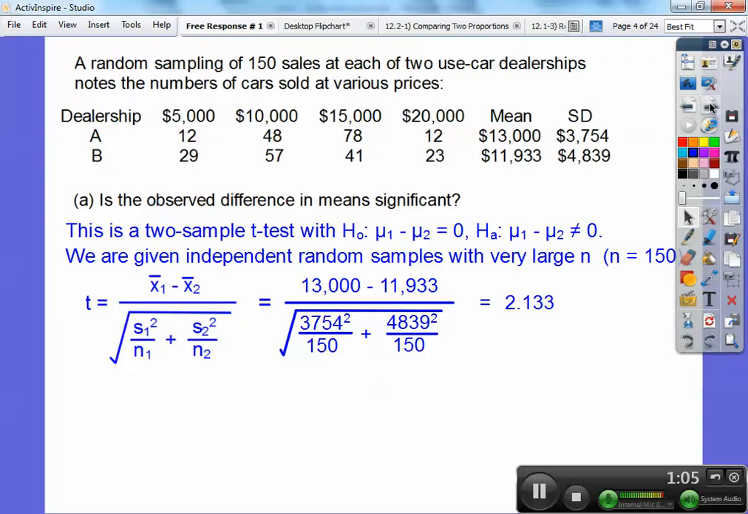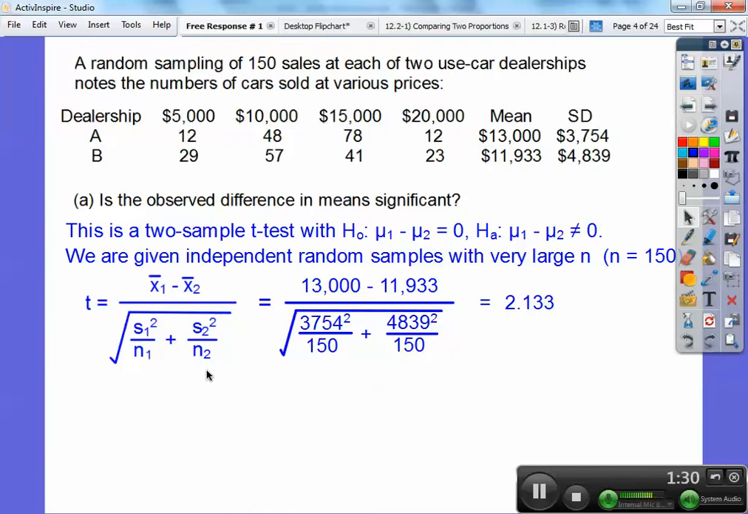All right, so we're given that they're independent random samples. That's what it says up here, random samples with very large n, with n equal to 150. So our t statistic is given by this formula right here, and they give you these. These formulas are given to you on stapled pieces of paper, you guys. At least they were stapled. I don't know if they still are.